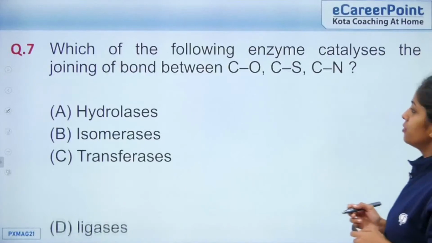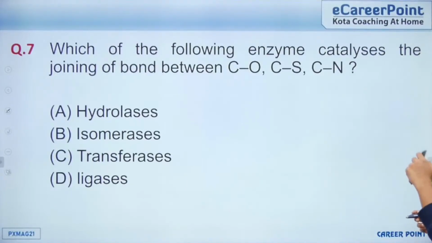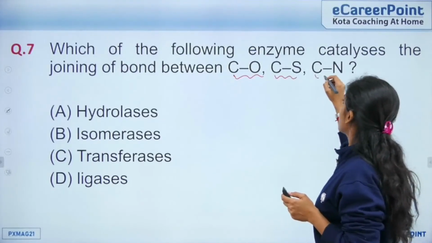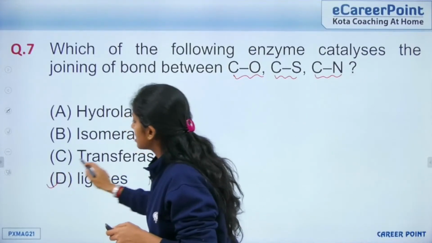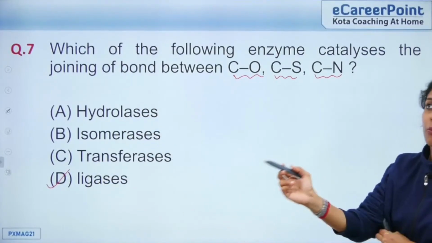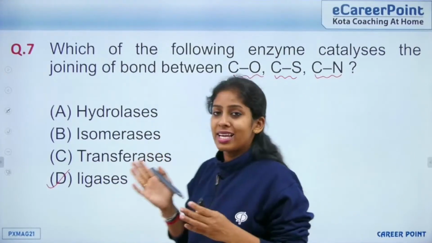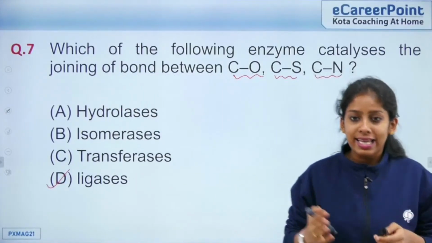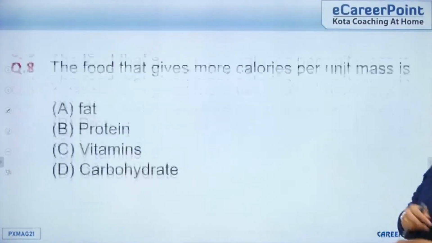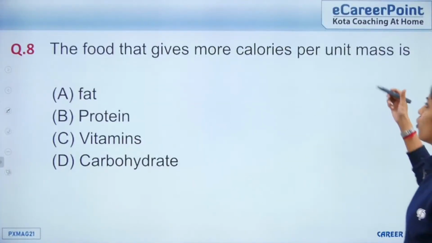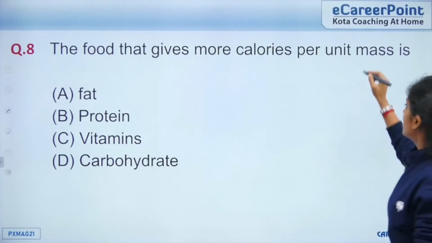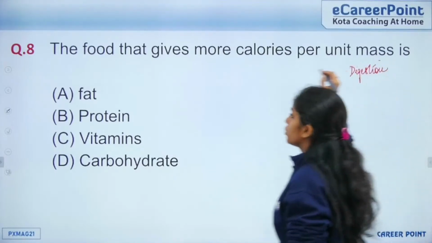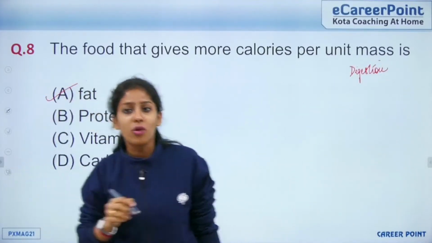Question 7: which of the following enzymes catalyzes the joining of bonds between carbon and oxygen, carbon and sulfur, carbon and nitrogen? This is again from biomolecules, the nomenclature of enzymes. The joining is done by ligase. In replication also the joining is done by DNA ligase, right? Question 8, the food that gives more calories per unit mass. This question comes from digestion and absorption of food products. That is fat. Fat gives you more energy.